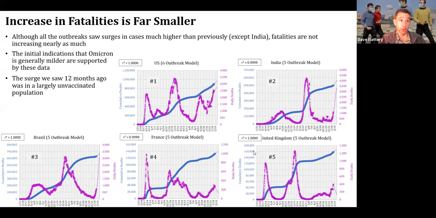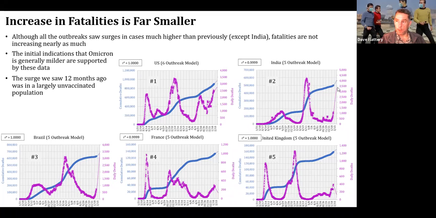We don't see that at all in fatalities. So here's the US. Our fatalities are increasing. Doesn't look like they've peaked yet, but certainly the model isn't fitting them to reach the level of daily fatalities that we saw last January. So during the peak a year ago, the model is expecting that we won't achieve that level of daily fatalities, even though we'll have 3.5 times as many daily cases at the peak.